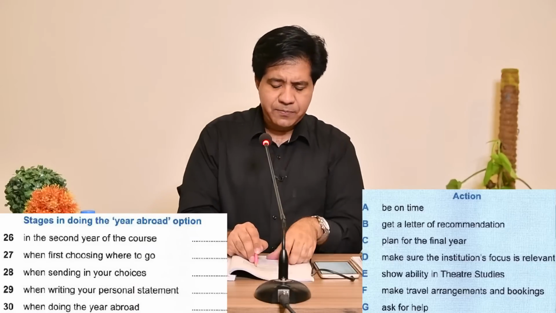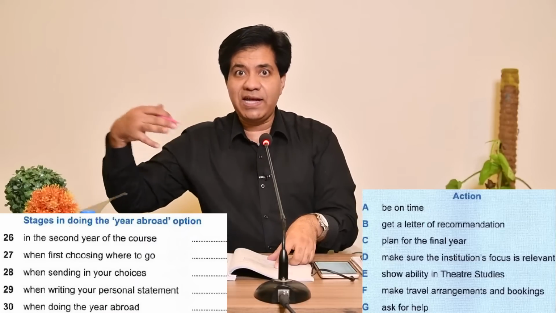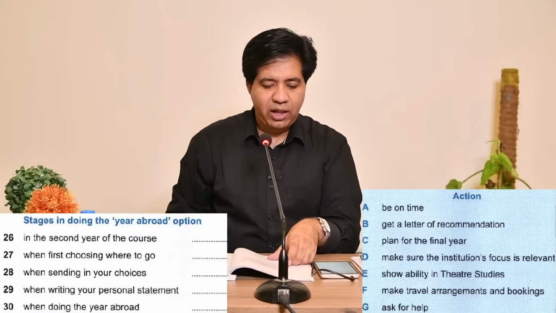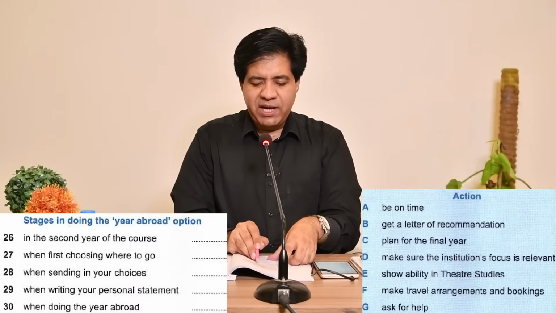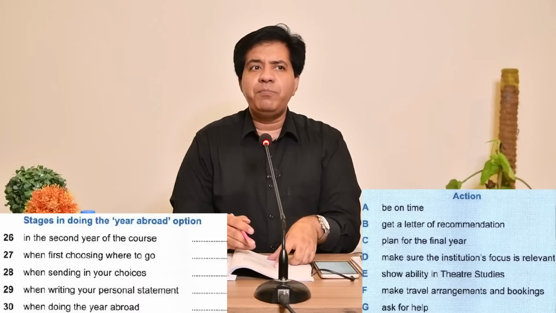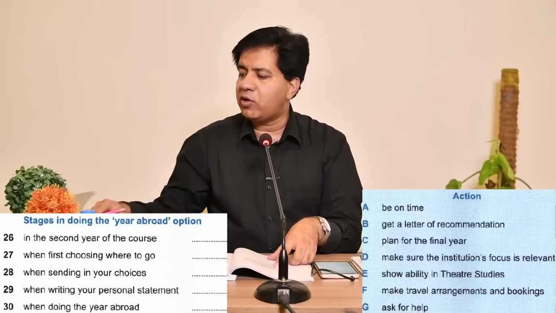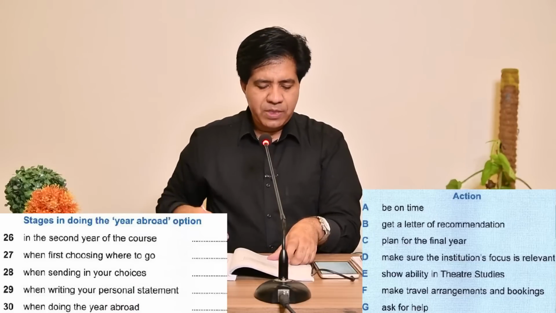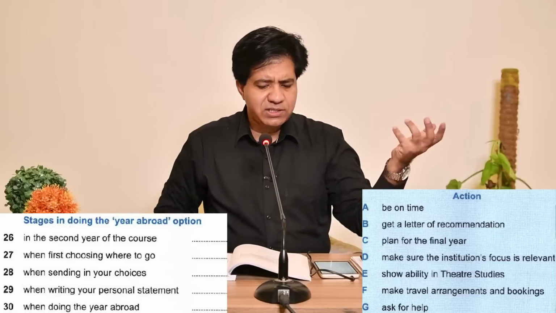It's just like that. Next, show ability in theater studies. Show ability in theater studies that you are capable of doing it and all that. Option F, make travel arrangements and bookings. If they say book your flight, reserve a room in the hotel and this and that, so that is what we call travel arrangement. Option G, ask for help. Ask for help means ask someone for help.